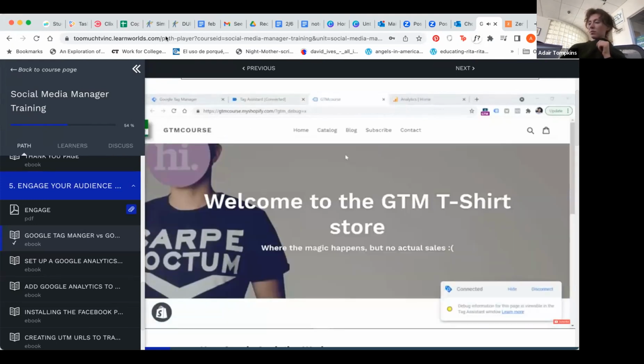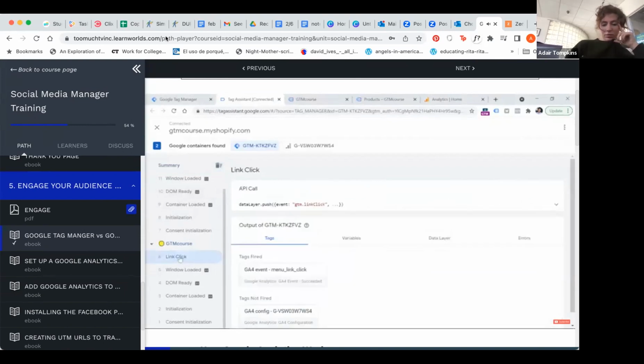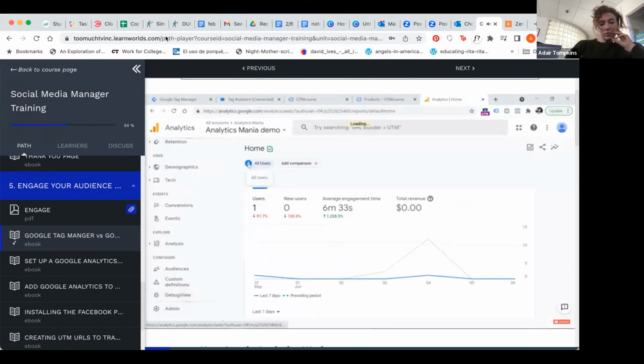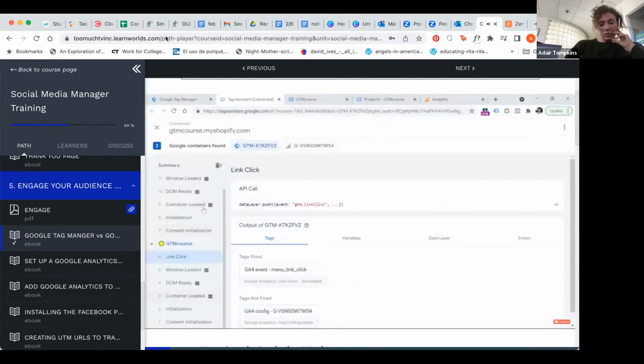In fact, if I click on any of the menu links on this website, and then I go to the preview mode and click this link click event, you will see that the Google Analytics 4 tag has fired. And this tag sent a Google Analytics event that will later be visible in the debug view of Google Analytics 4. And here is that event. So this is a Google Analytics event. Here we see Google Tag Manager events. And on one of the Google Tag Manager events, which was link click, we fired a tag that sent a Google Analytics event.